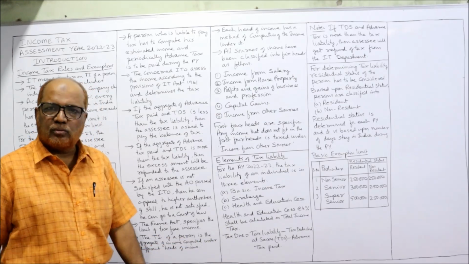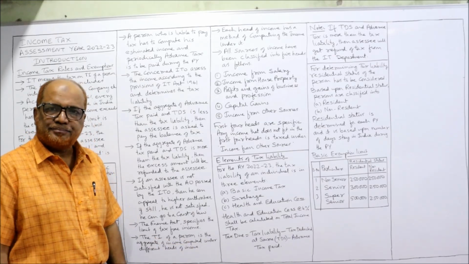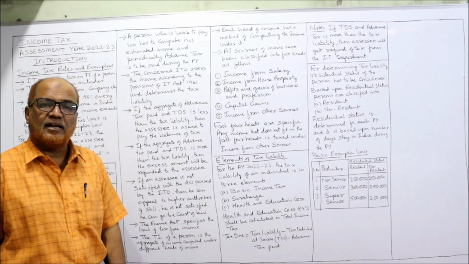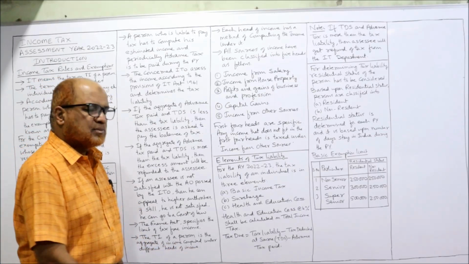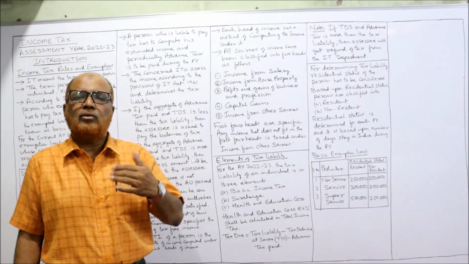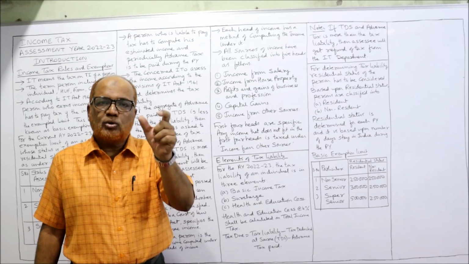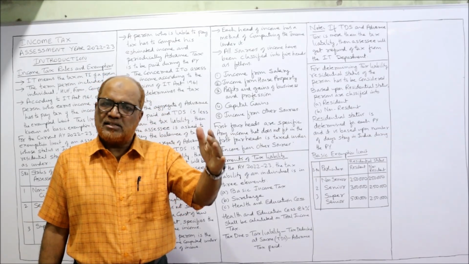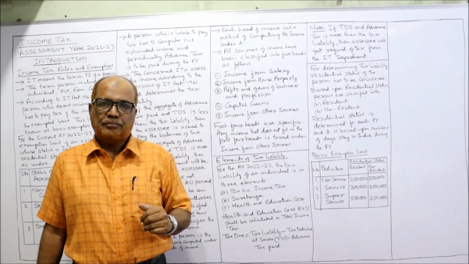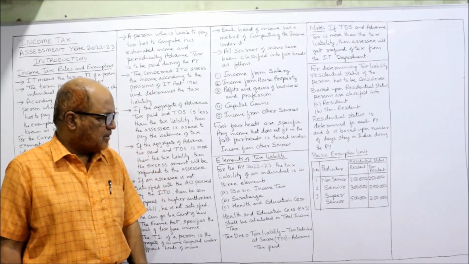So how to calculate tax due? Tax due is equal to tax liability minus tax deducted at source, TDS, minus advance tax paid. So to find out how much the tax due is, take the total tax liability. From the total tax liability, deduct the advance tax, deduct the TDS. Remaining is the amount of tax due to the department.